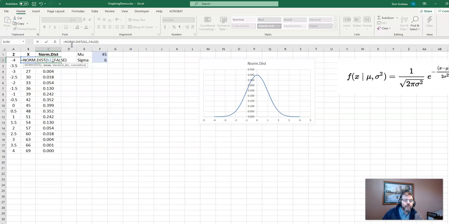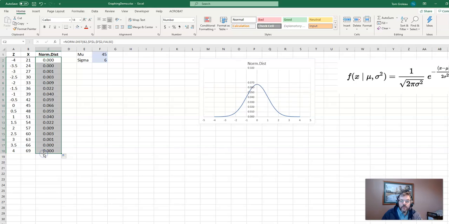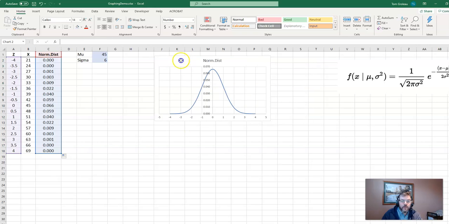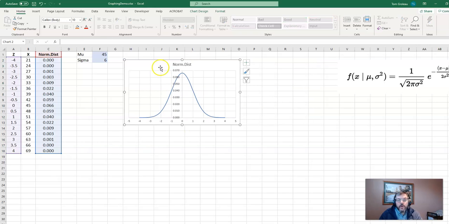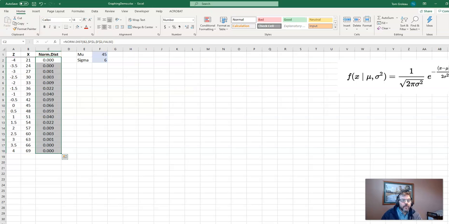Oops, there we go. With this mean, okay, I'm going to lock the reference. This standard deviation, I'm going to lock that reference. Notice it adjusted a little bit, but it's just the wrong data now. So I'm going to take this out. I could fix this one. I think it's easier to just start over.